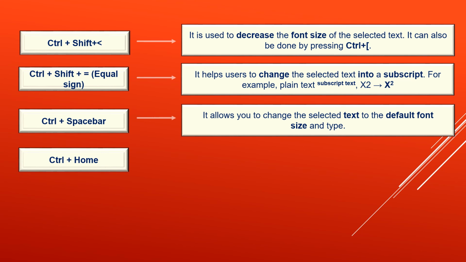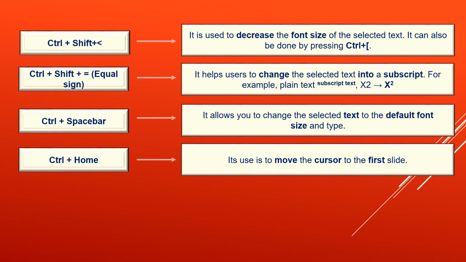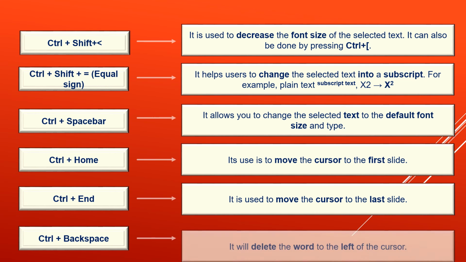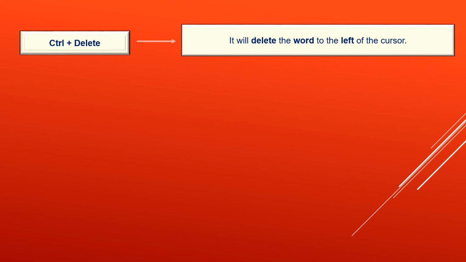Ctrl plus Home. Its use is to move the cursor to the first slide. Ctrl plus End. It is used to move the cursor to the last slide. Ctrl plus Backspace. It will delete the word to the left of the cursor. Ctrl plus Delete. It will delete the word to the right of the cursor.